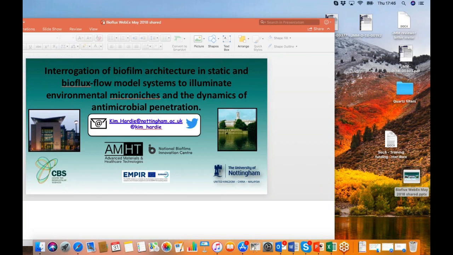Okay, and the next question is, have you studied the pH gradients in biofilms within the BioFlux? And are there any experiments that you're aware of that also look at metabolic gradients? Because those are important in antibiotic treatment efficacy.